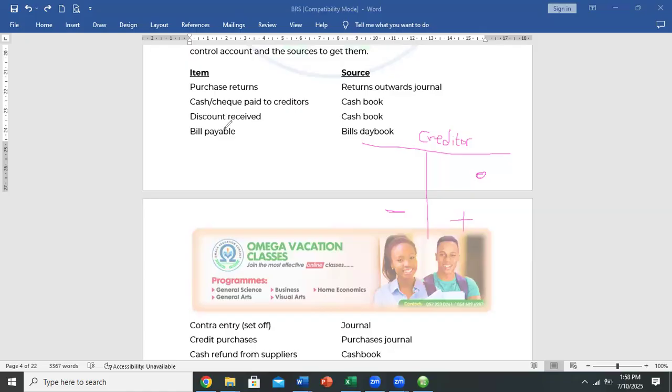Bills payable, which is also a form of a medium for payment. It's seen as a document that acknowledges that the debt has been settled. So if we issue this bill to our creditor, we are telling the creditor, we have paid you or we will pay you, and for that matter, the creditor will acknowledge and decrease the debt that we have with him. Bills payable would also be debited.